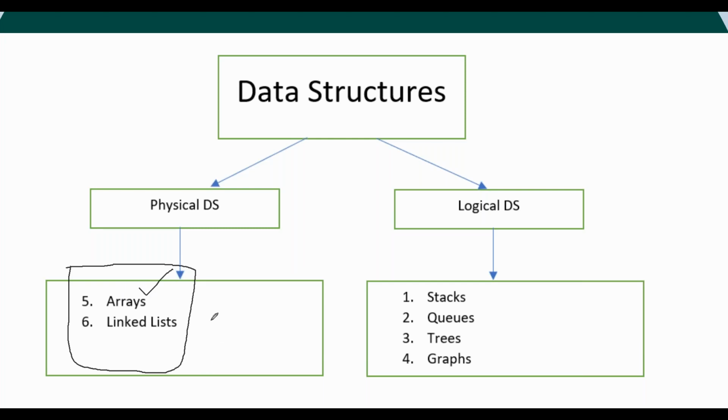But what about a linked list? A linked list is a data structure that has a node, and the node consists of the data and the pointer to the next node. We'll go into the details of linked lists as we move forward. But what I want to emphasize here is, there are physical data structures, which are arrays and linked lists, and there are logical data structures: stacks, queues, trees, and graphs. So let me give you a quick introduction to all of these.